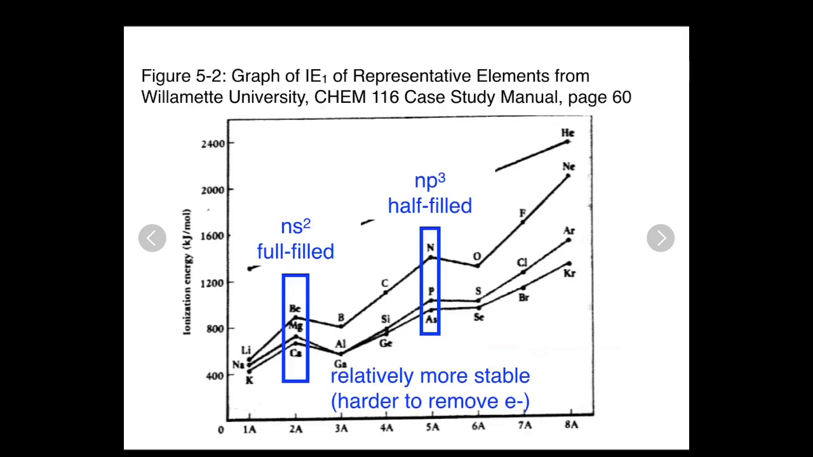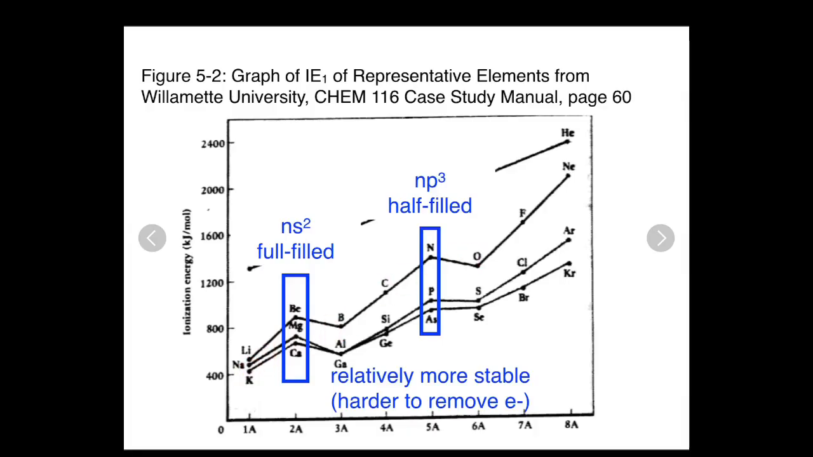Okay, and I also want to point out this deviation as well. You probably observe that group 2A and group 5A are slightly increased. They actually do not follow the trend if you compare them with their neighbors.